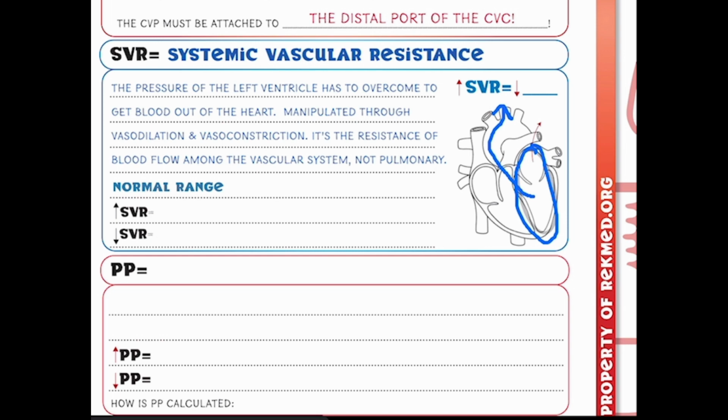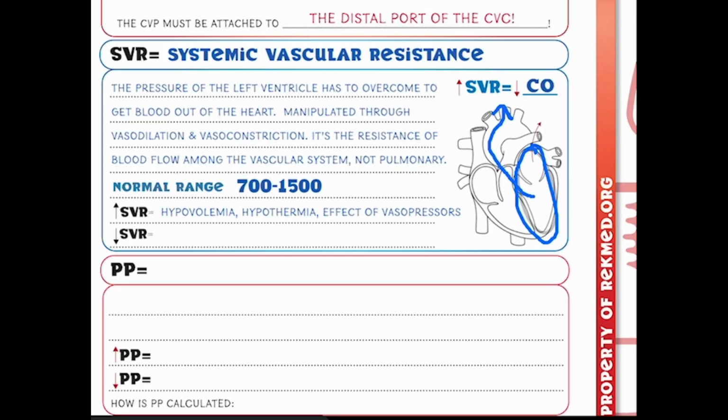We can calculate SVR by using our MAP minus the CVP, times it by 80, and divide that by our cardiac output. We like to see an SVR range from 700 to 1500. A high SVR is going to indicate that there's an increased resistance within the body's systemic arterial system. So a high SVR could be caused by hypovolemia, hypothermia, and the effect of vasopressors.